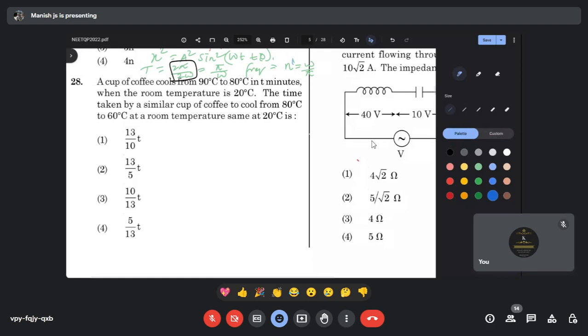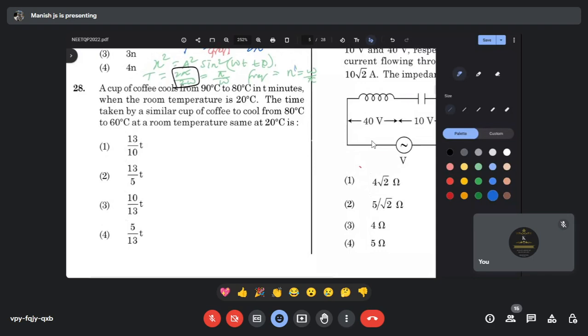So you have the initial temperature as 80 degrees. For the second case, you then have 60 degrees. T1 is 80, T2 is 60. And the surrounding temperature is our room temperature, that is 20 degrees, TS. So substitute that, and relate both of them. When you relate the first case and the second case with respect to constants, you will get the answer in one go. So when you simplify it, what are you going to get? You would get 13 upon 5t.